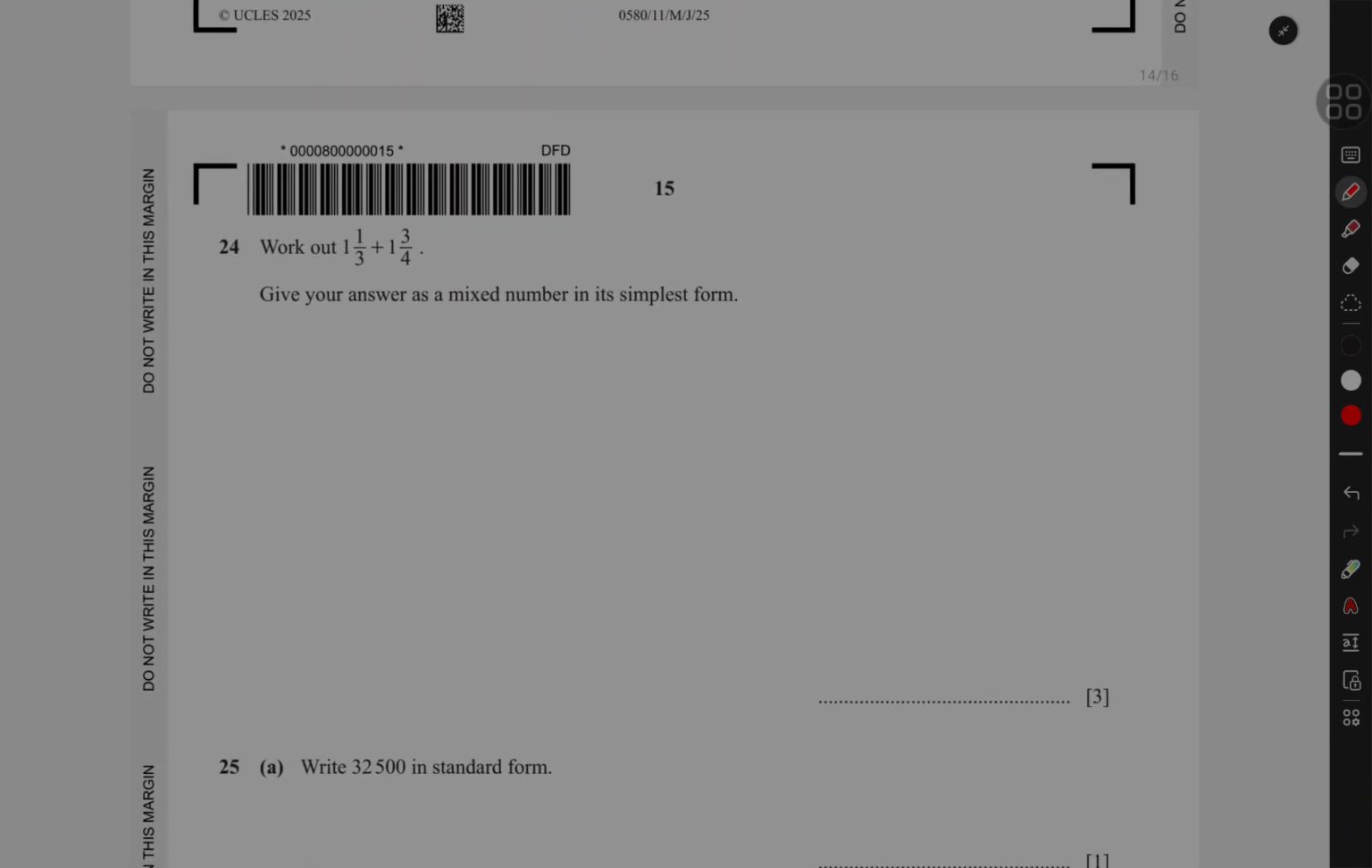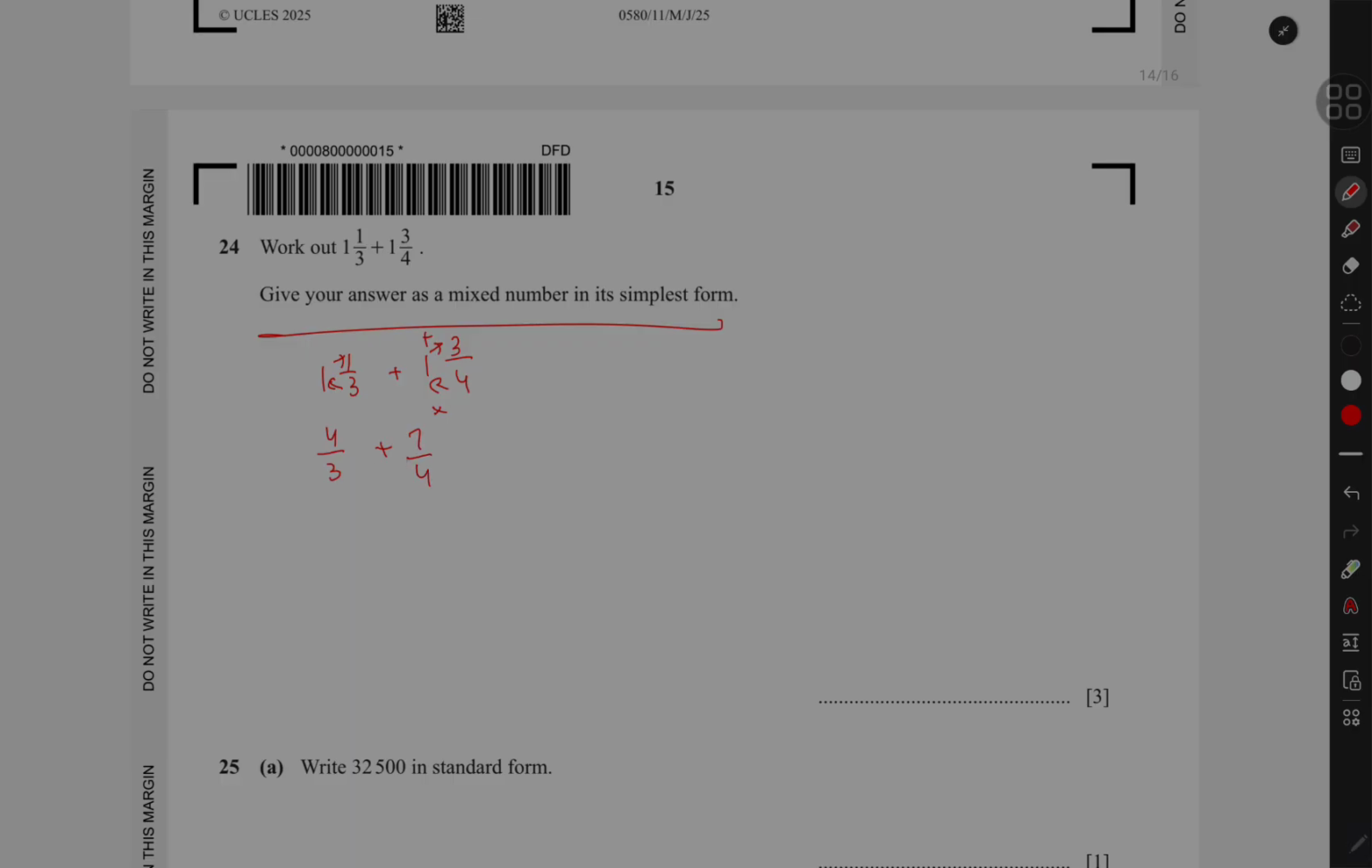Next question, question 24. Work out 1 whole 1/3 plus 1 whole 3/4. Give your answer as a mixed fraction. That's pretty easy. 1 whole 1/3 plus 1 whole 3/4. We multiply this and add this. 3 ones are 3 plus 1, 4/3, plus 4 ones are 4. So multiply, add. 4 ones are 4 plus 3, 7/4.